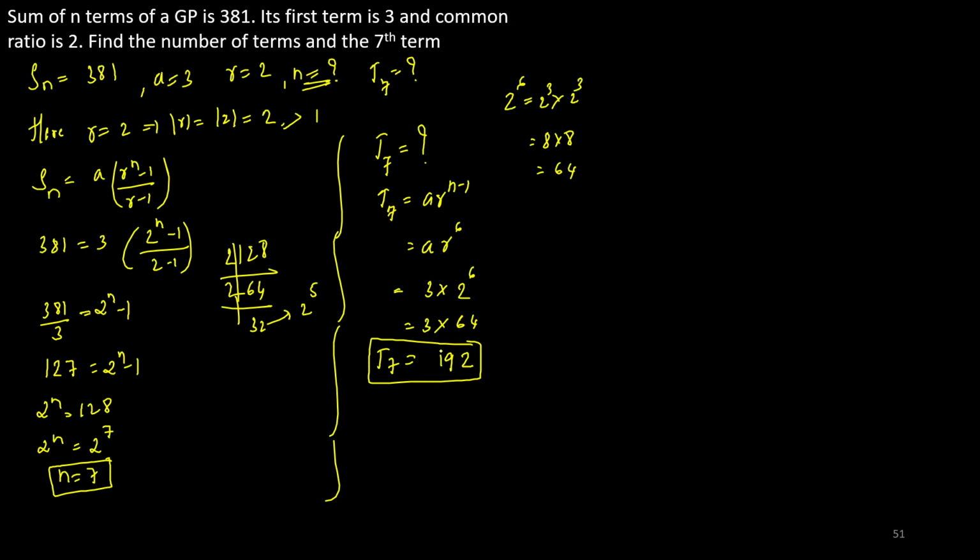T7 is equal to 192. Clear, children? Is it helpful? Is it correct, all of you? Are you getting it how to do? Very good. So many of you are telling that you are getting how to do. That's nice of you.